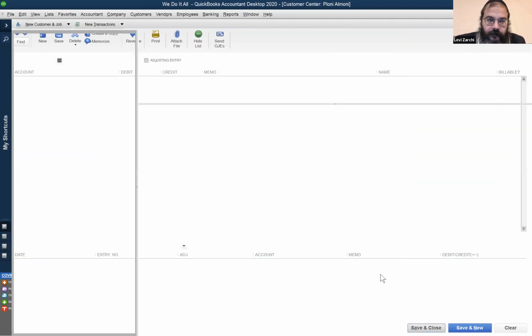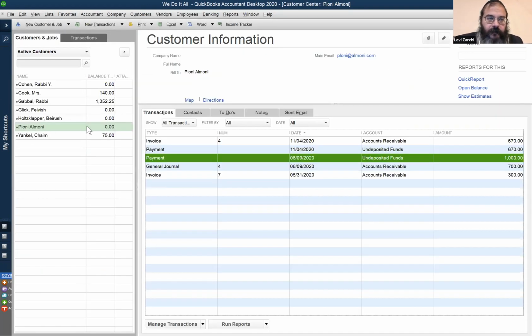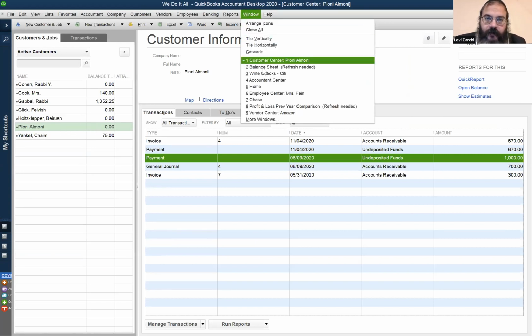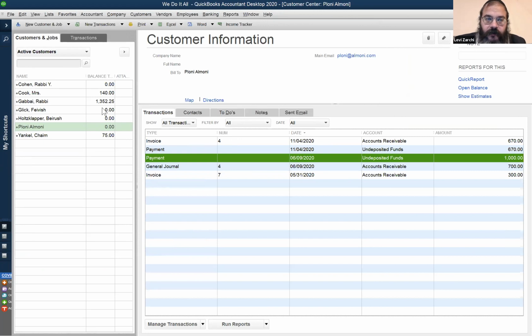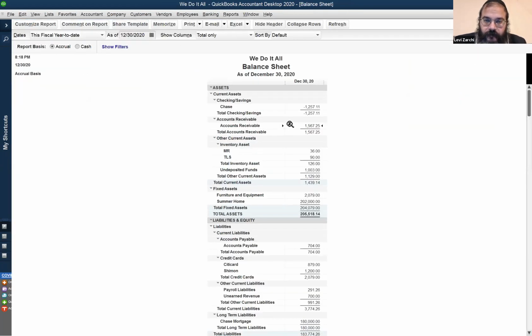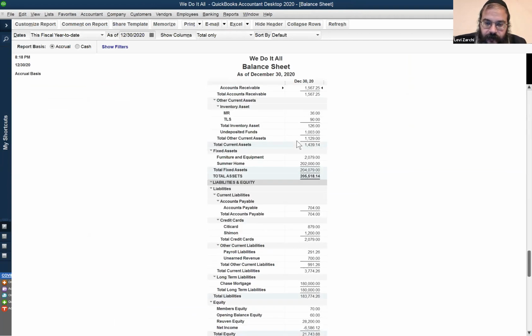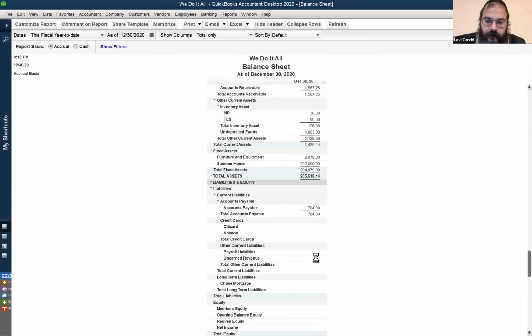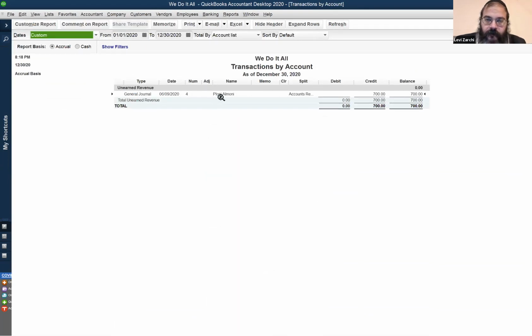Now, if we close it, look at this. Ploni Amoni is a 0, as it belongs, because it's not on the negative. We go back to the balance sheet, which says refresh needed, because now we have the accounts receivable properly at the 1567 as it's supposed to be. And we scroll down, we have a new liability called unearned revenue for 700. We double click on that, we see it's for Ploni Amoni.